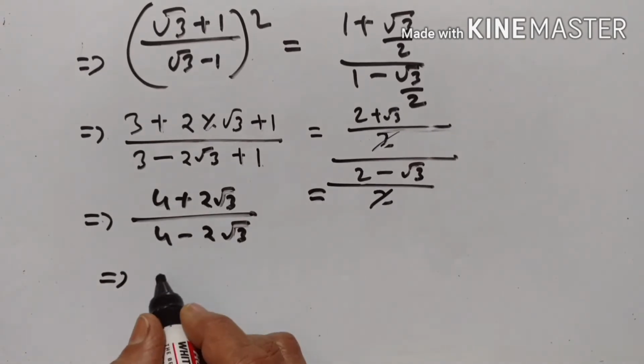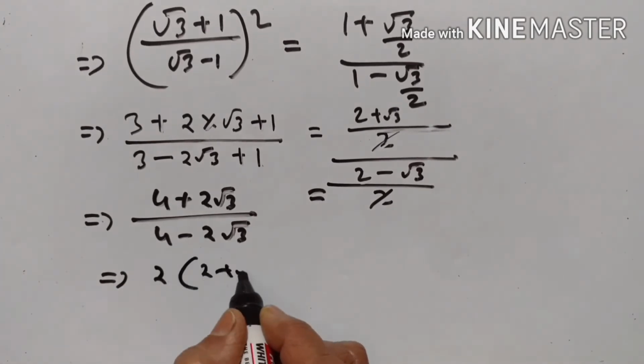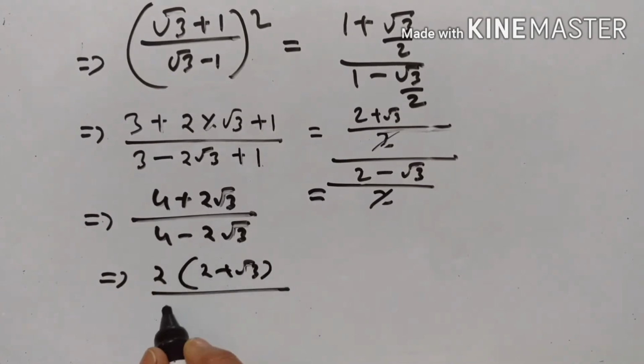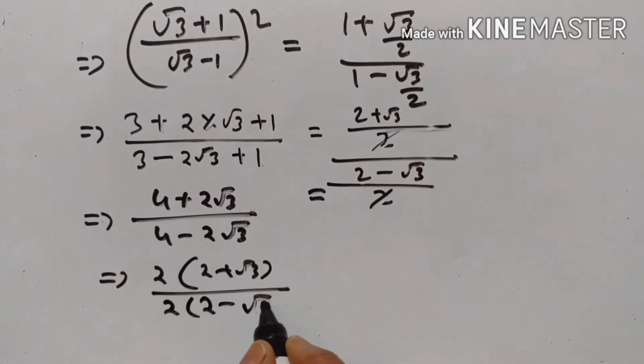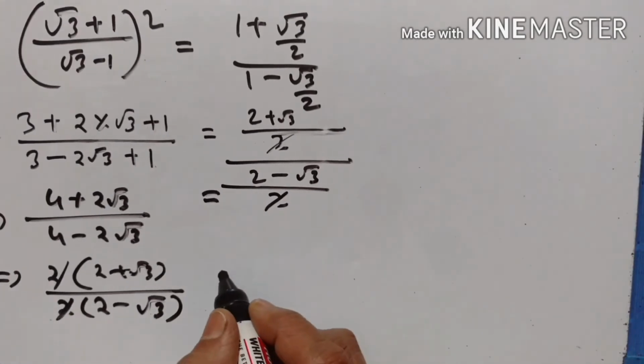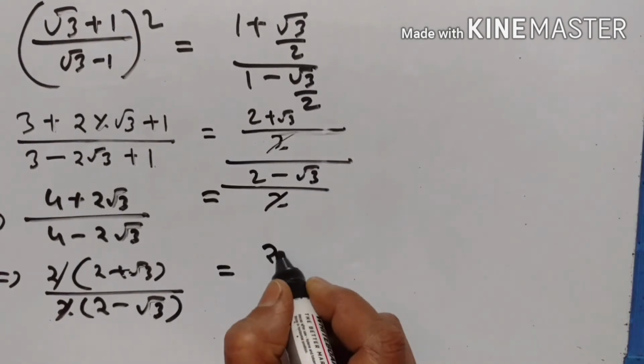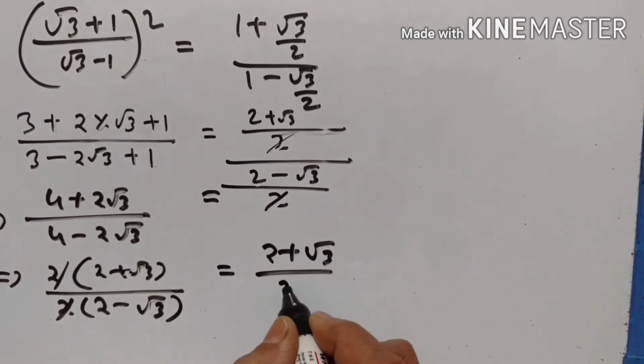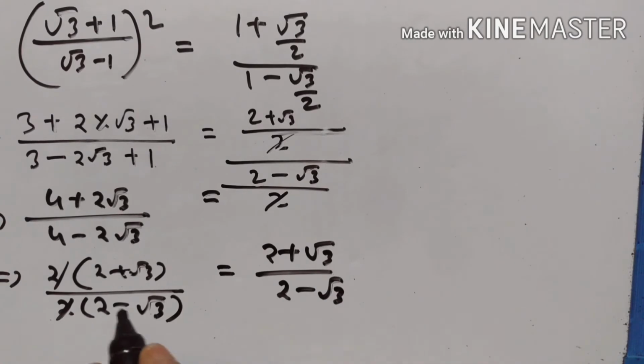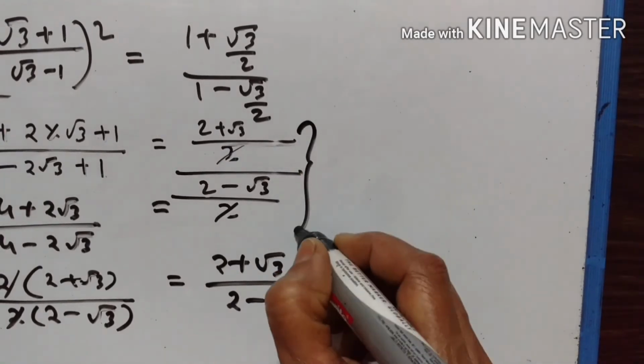Let us take 2 as common. 2 into 2 plus square root of 3 upon 2 into 2 minus square root of 3. 2 goes off. What remains is 2 plus square root of 3 upon 2 minus square root of 3. Here also it is 2 plus square root of 3 upon 2 minus square root of 3. LHS is equal to RHS. Hope you understood this part.